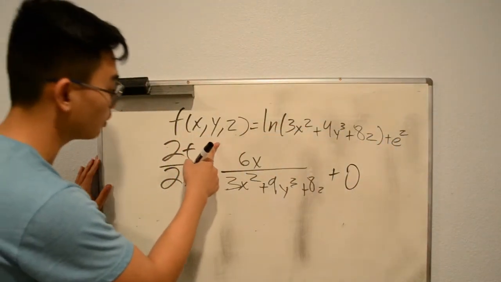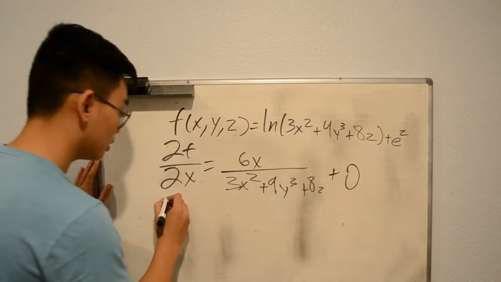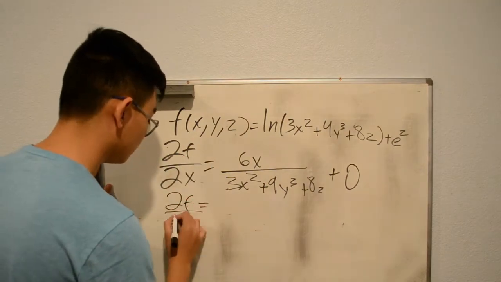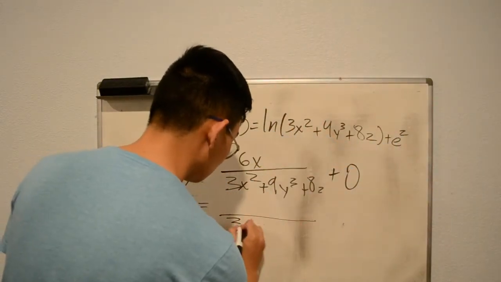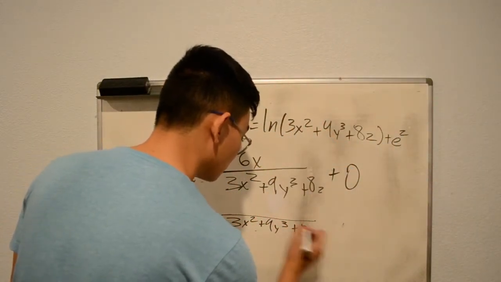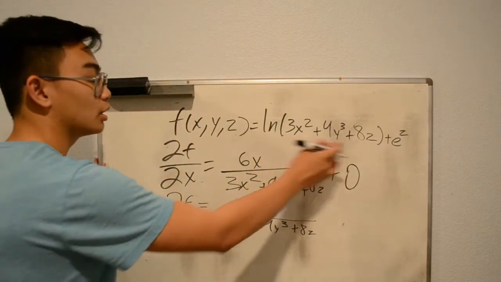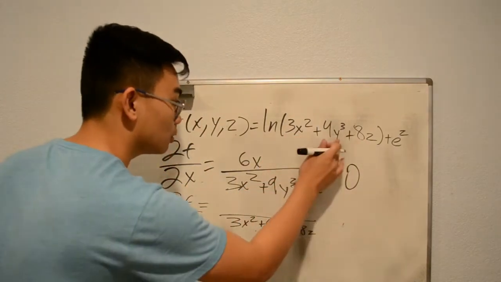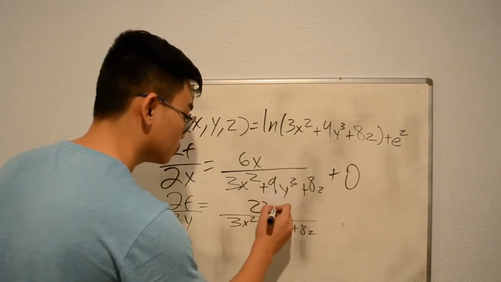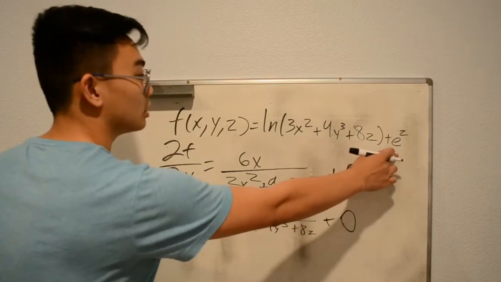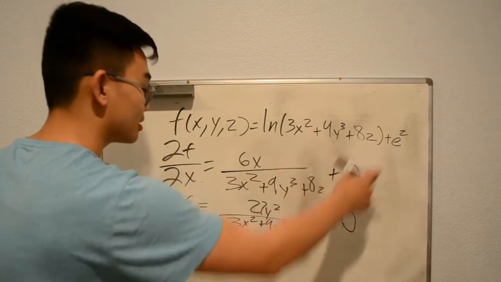Next, if you want to find it for y, then you just, remembering chain rule. And then again, the constants. So you only take the derivative of this, because constant again.